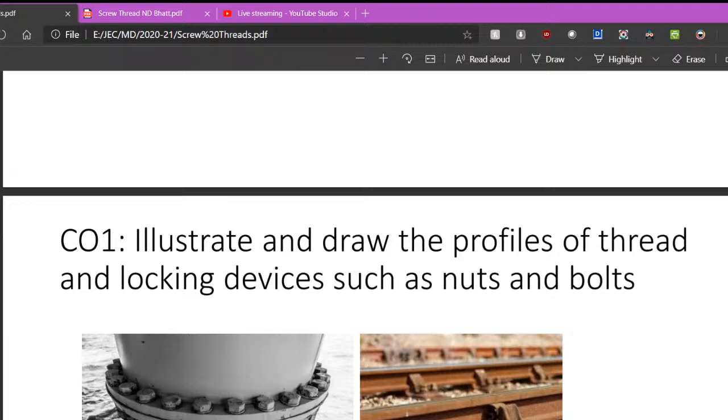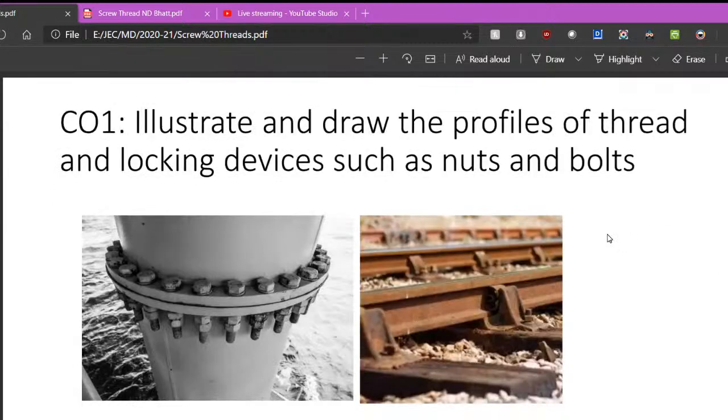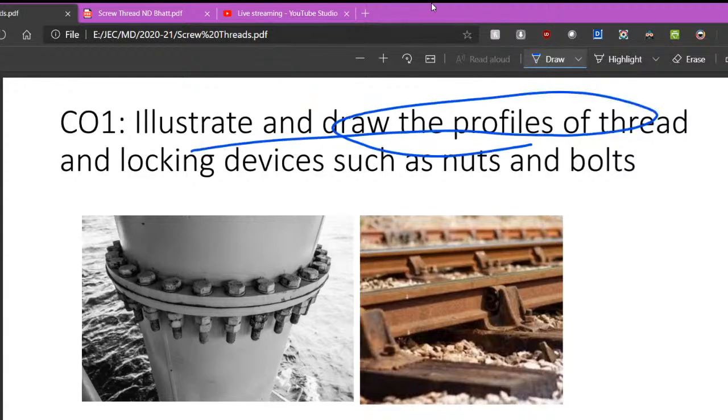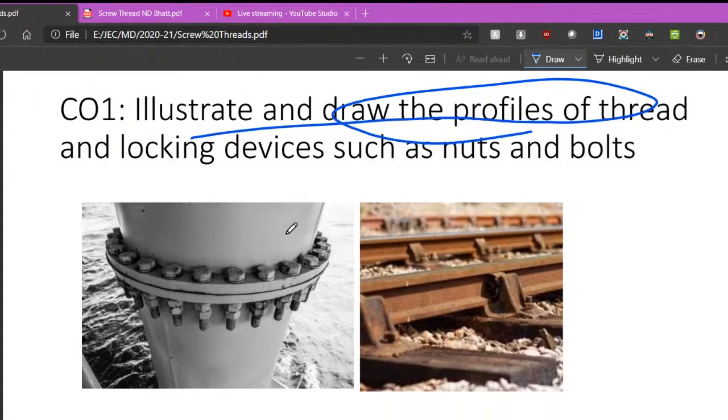So what is CO1, that is in your syllabus, that is, what will you learn from this PDF or this topic. After learning this PDF you will be able to draw the profiles of threads and various locking devices such as nut and bolts. We will discuss those in the next chapter, but for today we will discuss various forms of thread. So this is your CO1.